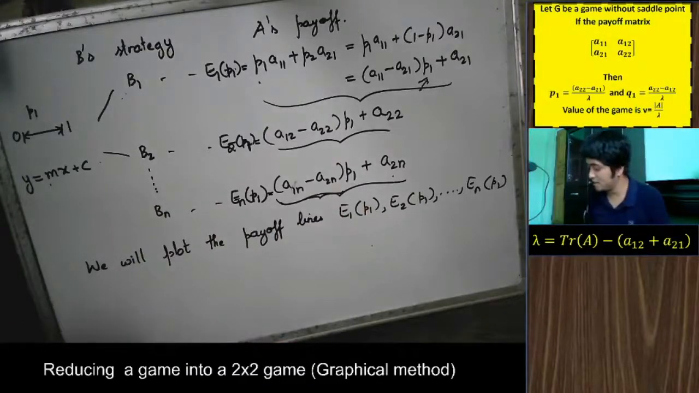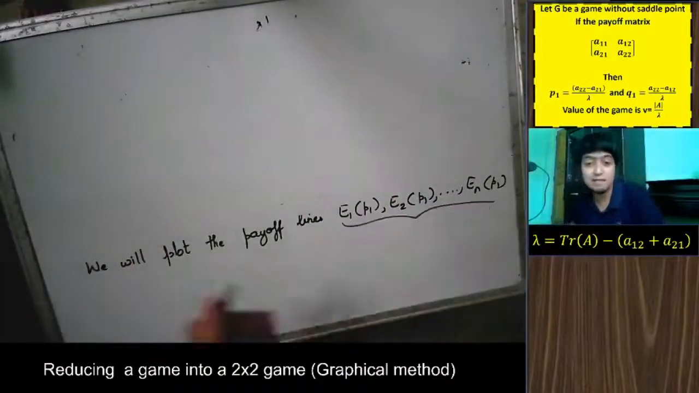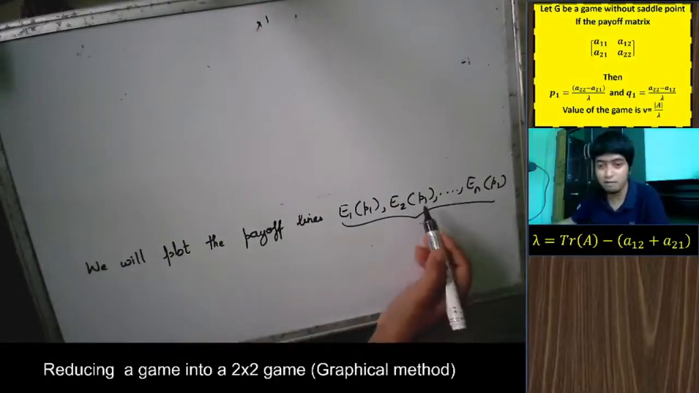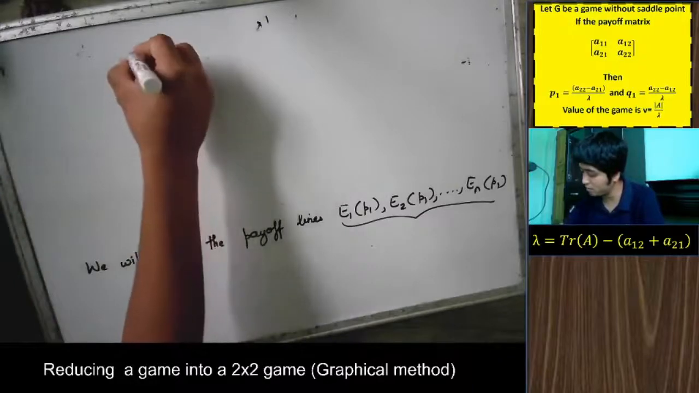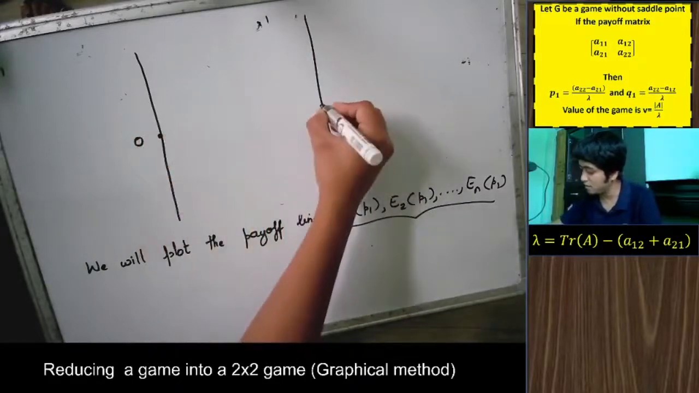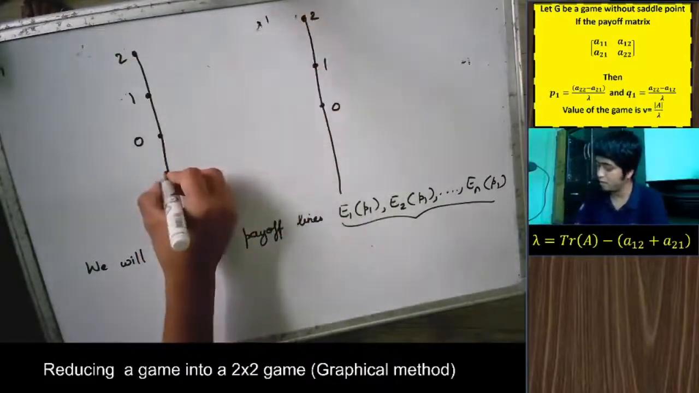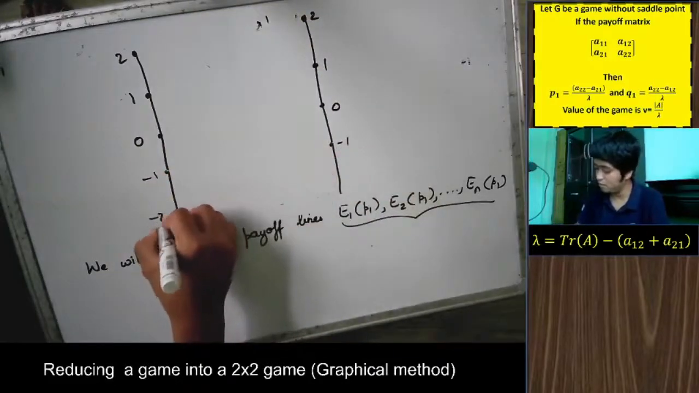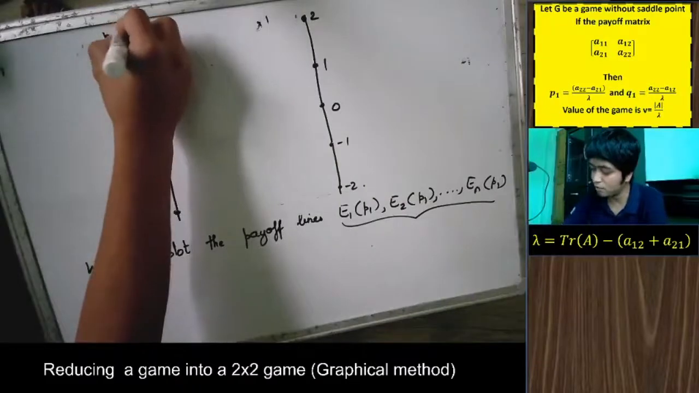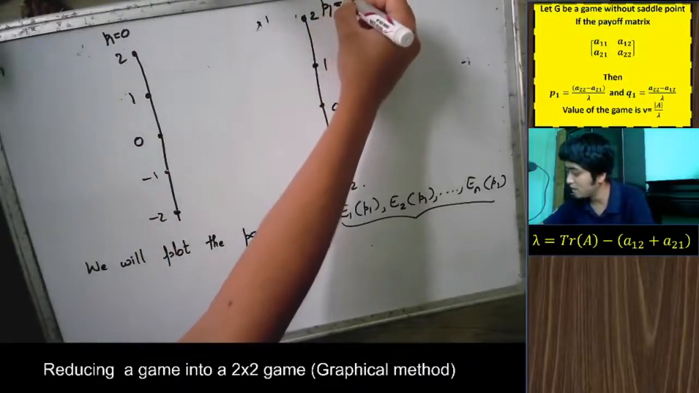So now, since we have to plot the payoff lines, each and every one of these is a line. How will we plot it? By setting values of P1, because P1 can take values between 0 and 1. I will draw two lines over here. This is the 0 level, 1, and over here 1. Similarly, over here 2, and minus 1, minus 2, and so on. You can even extend this line. This is the line when P1 is equal to 0, and this is when P1 is equal to 1.